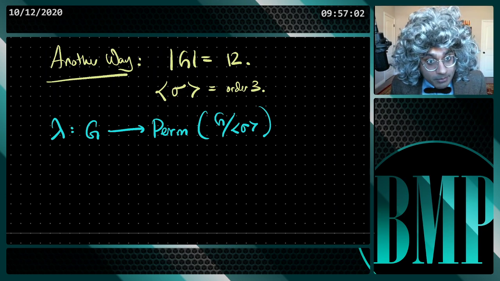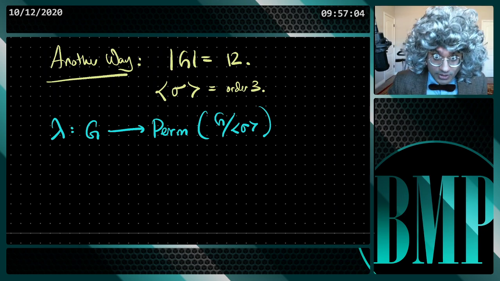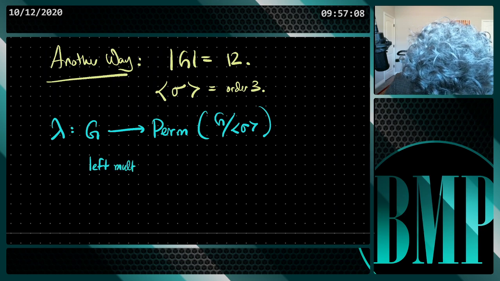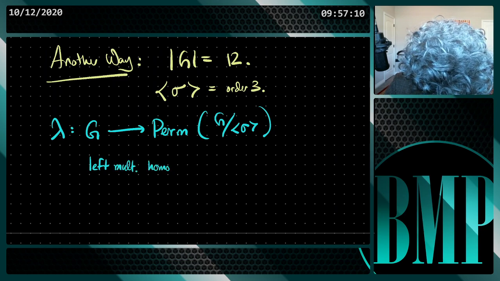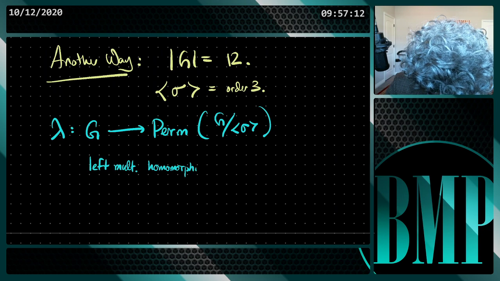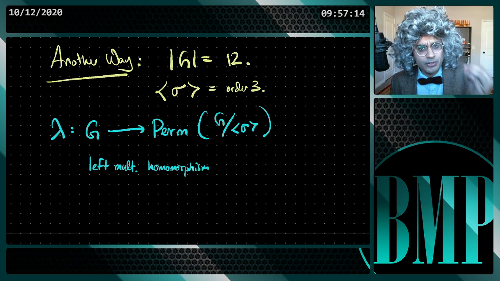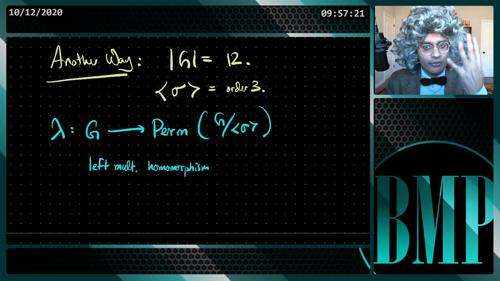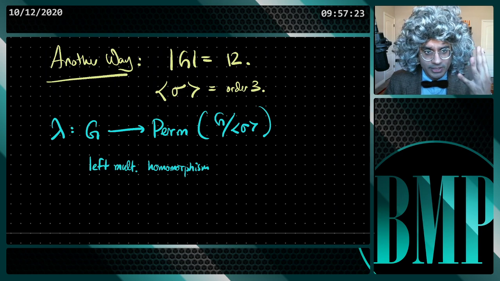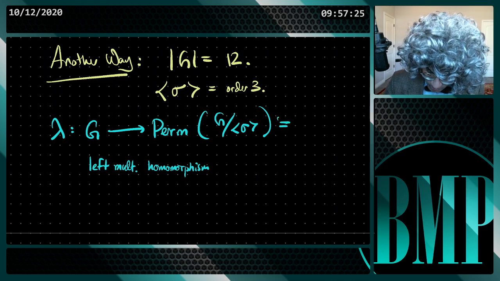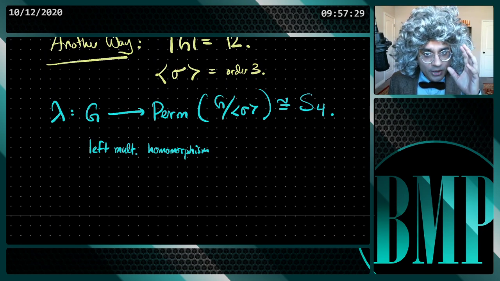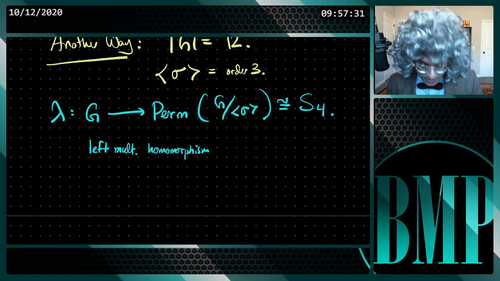So we have left translation. It's a left multiplication action on the set of cosets of this subgroup. How many cosets are there? There are 4, because 12 divided by 3 is 4. So this permutation group is isomorphic to S4. In other words, we get a homomorphism from G to S4.